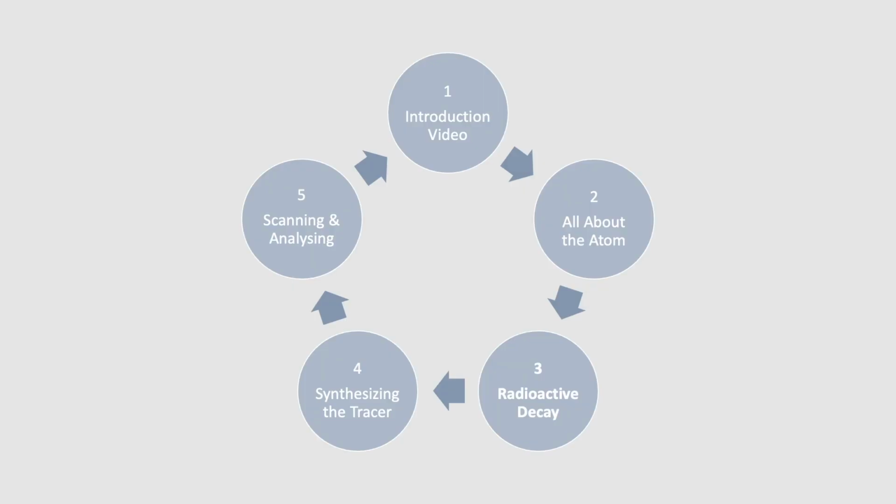Here you can see the journey we are on to understand the science behind a PET scan. Last time we talked about the atom. In this video we'll learn what happens when atoms are unstable and begin to decay. In the next video we'll continue with the synthesis of the radioactive tracer. And finally we'll look at the creation and analysis of the images. The other videos are linked in the description box down below. So if you've already seen this one or you've skipped a video, make sure to check out the others.